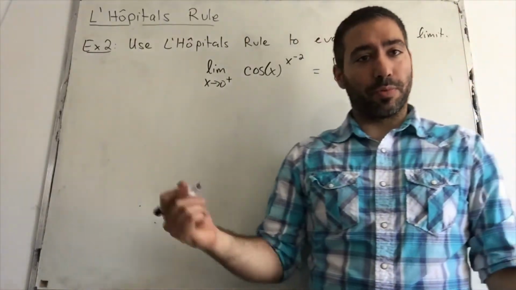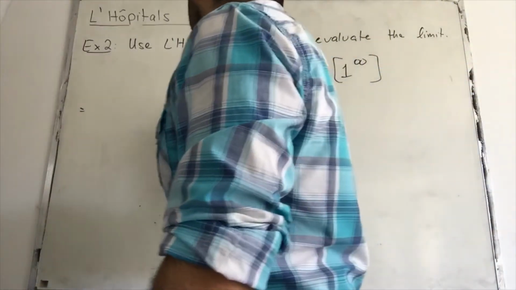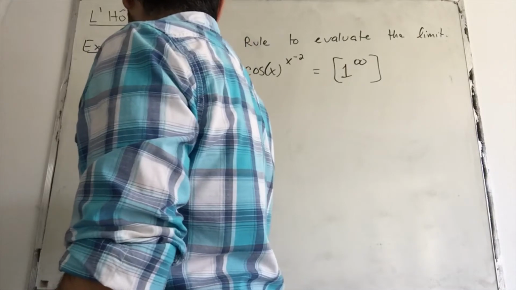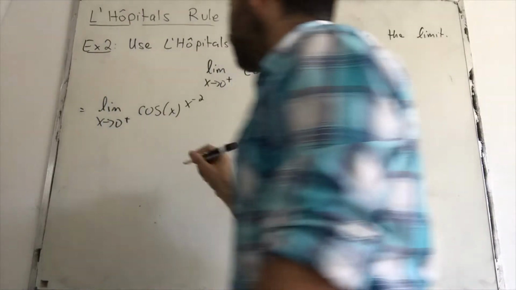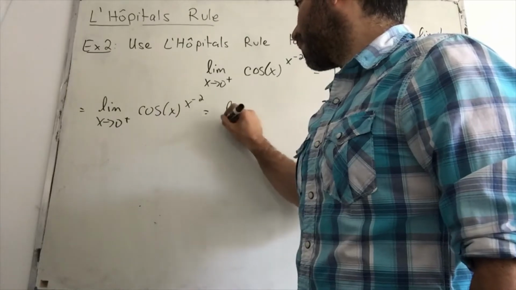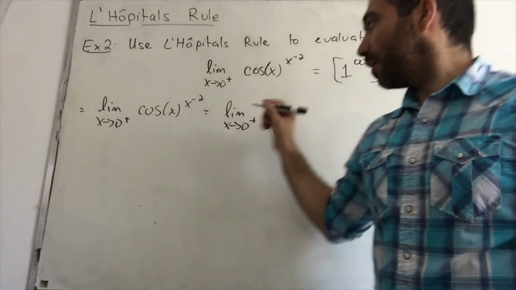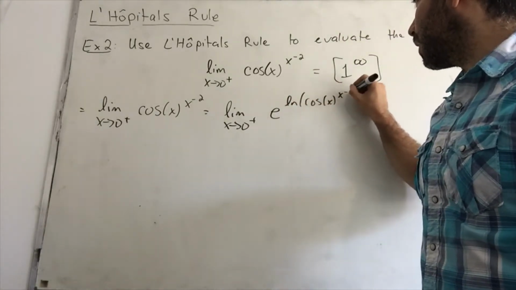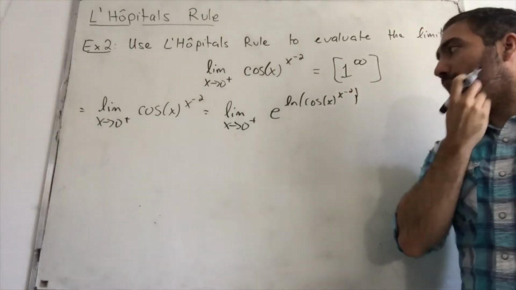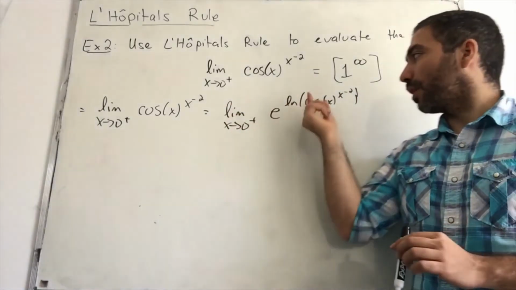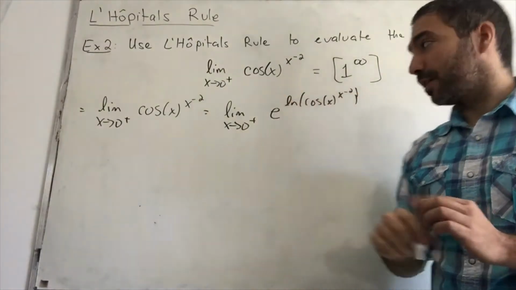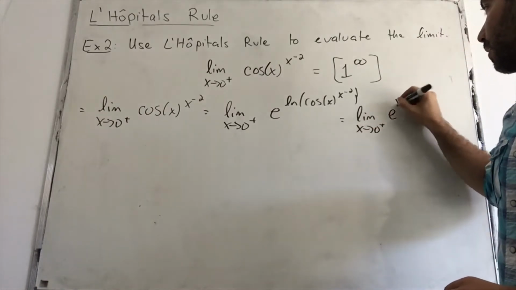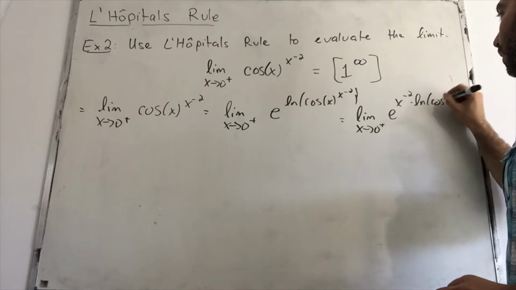So we begin by applying our property. We have the limit as x tends to 0 from the positive side of cos of x to the exponent x to the negative 2. We introduce the ln. So we raise it to the e, put everything in the ln, and we get ln of cos of x to the exponent x to the negative 2. And next we drop the exponent x to the negative 2, in front of the ln, still in the exponent. So limit as x tends to 0 from the positive side, e to the x to the negative 2 times ln of cos of x.